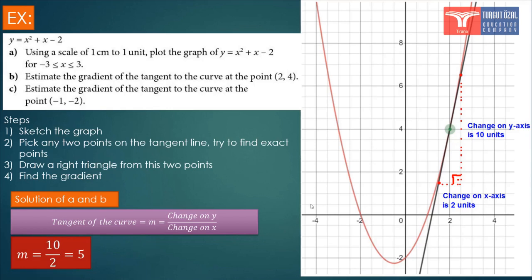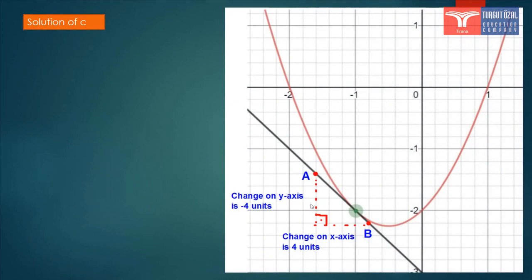On B, it says estimate the gradient of the tangent to the curve at the point (-1, -2). We need to follow the same steps. We sketch the graph. We sketch the tangent line at the point (-1, -2). We take any 2 points around the point (-1, -2). These 2 points we can call A and B, and we count the squares.